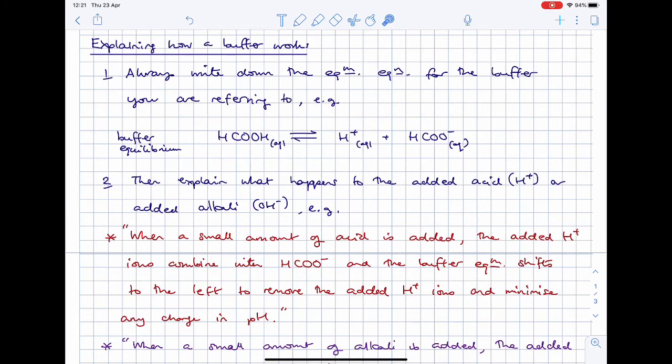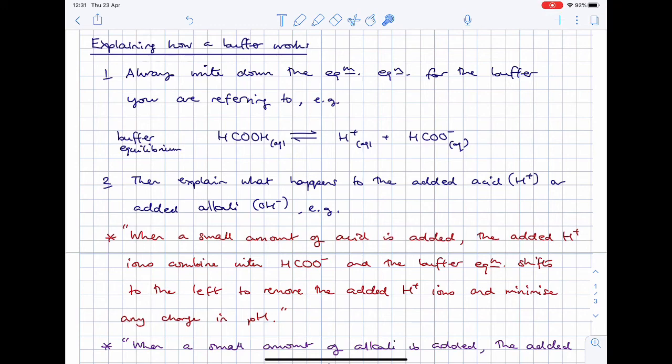So in this example, I've got a buffer made up of methanoic acid and its conjugate base. So this conjugate base could have been made by just adding potassium methanoate to the methanoic acid, or we could have added some alkali to excess methanoic acid to make the salt, the conjugate base. So we could have added sodium hydroxide and we'd make some sodium methanoate, and the excess acid would be providing the undissociated acid in the buffer. Once you've written the equilibrium equation, you can then refer to it in your explanation.